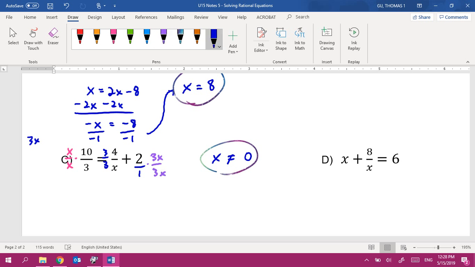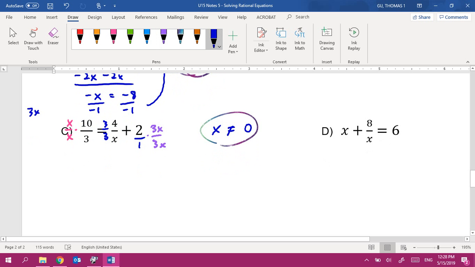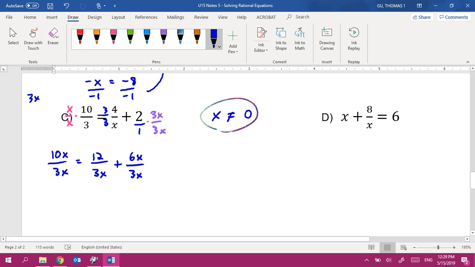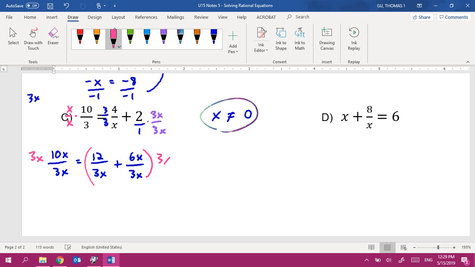And so now I've got 3 new fractions, so what is my new equation going to say? 10x over 3x equals 12 over 3x plus 6x plus 3x. All my denominators are the same, so what can I write in my next step? Multiply by 3x on both sides. Distributing this 3x to both of these terms will cancel out all of the denominators.